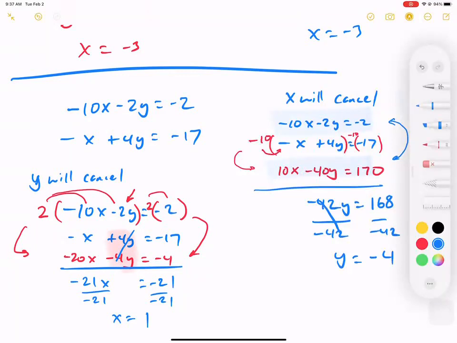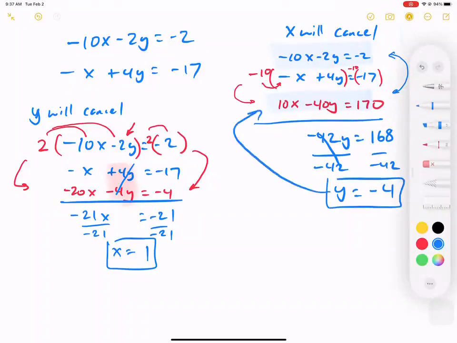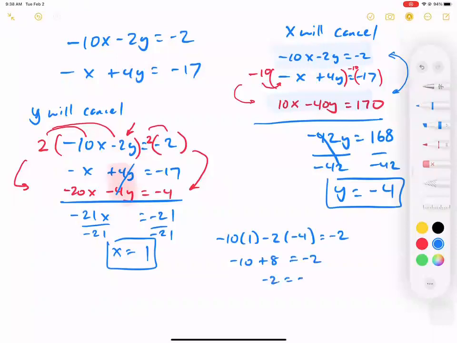Okay. Now, in both these different situations, we solve for different variables. I solve for x over here, which then I could plug in to solve for y. I solve for y here, then I can go back and plug in to solve for x. Again, both these methods are great. And just to prove to you that these are the right answers, 1 and negative 4, we could plug it in. Negative 10x minus 2y, with y being negative 4. Would this give me negative 2? This is going to be negative 10 plus 8. And negative 10 plus 8 is negative 2.